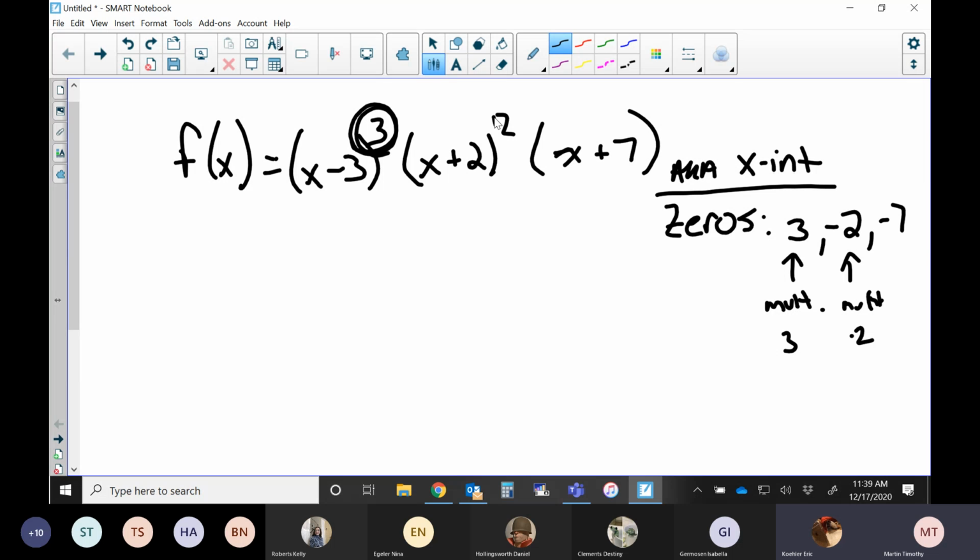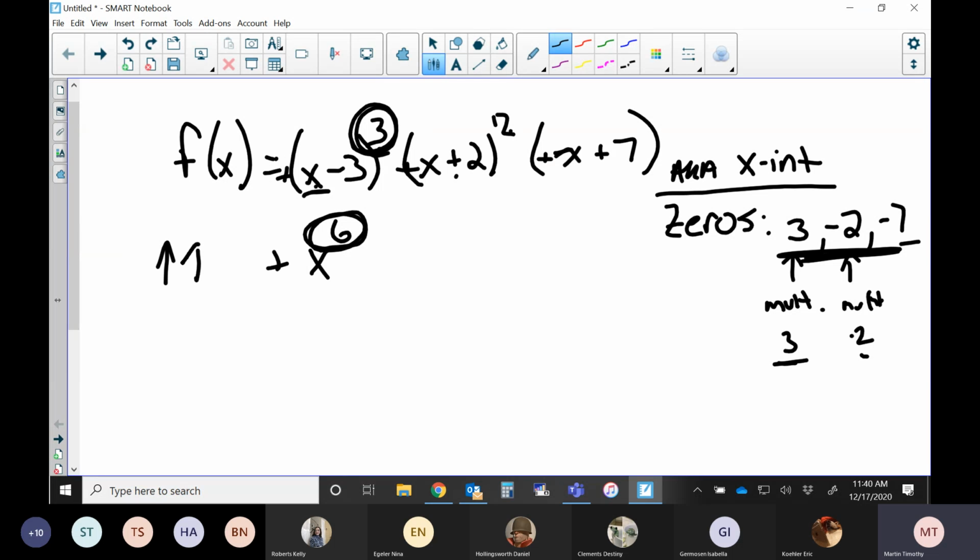That means if I FOILed this whole thing out, or if I distribute this out, this would be x to the 3rd, this would be x to the 5th, x to the 6th. Notice if you count how many zeros there are, that tells you also the power of this thing at the end. So 3, 4, 5, 6. Does everybody understand how I'm realizing that this is going to be x to the 6th power? This is also going to be a positive times all positive. So this is going to be positive, which means it should start up and end up.